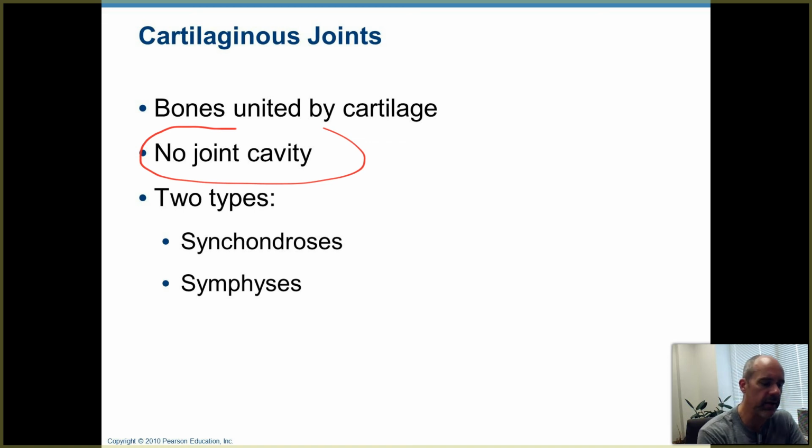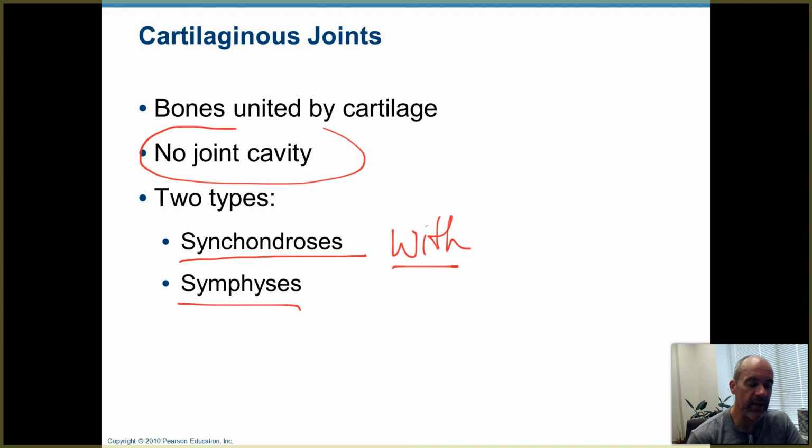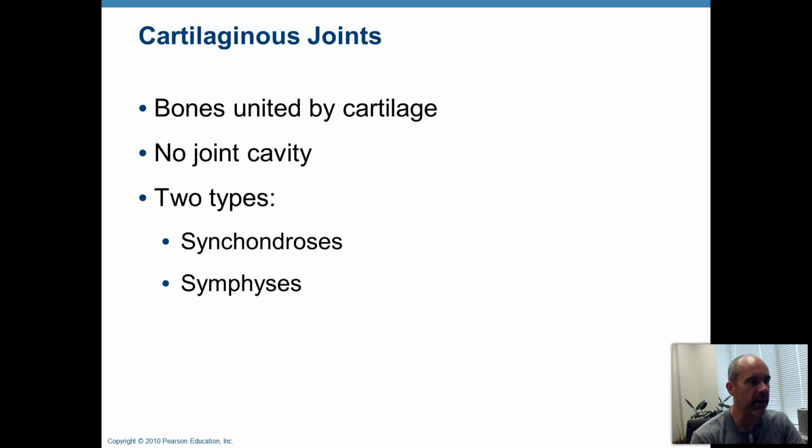Some of these can be classified. There are two different types of cartilaginous joints: synchondroses and symphyses. Now, syn here is referring to with, and cond, there's cond again, cartilage. So that literally means with cartilage. So that's a pretty good name if you have a joint where two bones are connected by cartilage.